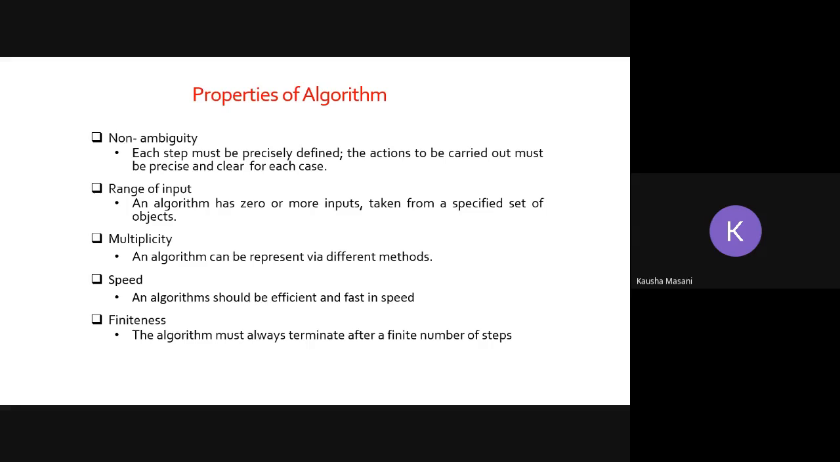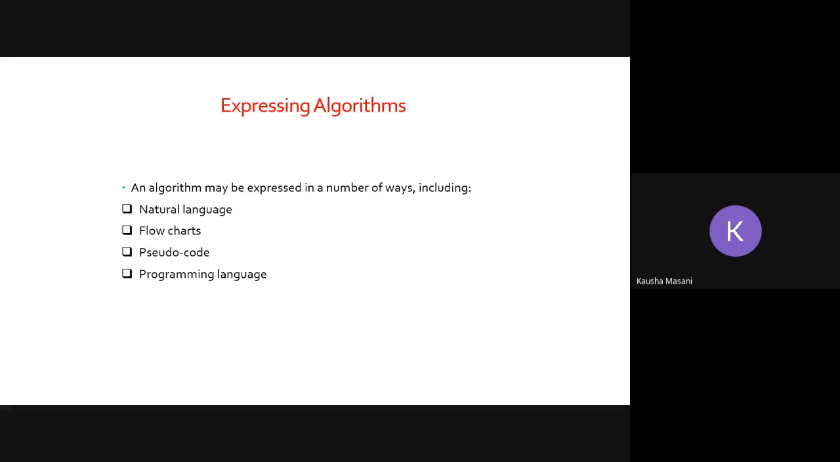Okay. The next thing that comes up is how you can express algorithms. As I told you in multiplicity, you are not going to write in just one form, saying this is the only way to write the algorithm. No, you can write it in natural language. Natural language means how we have been writing it so far in our papers or in theory: step 1, step 2, step 3. You can use flowcharts.